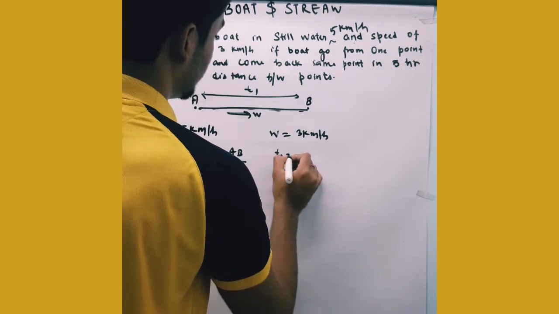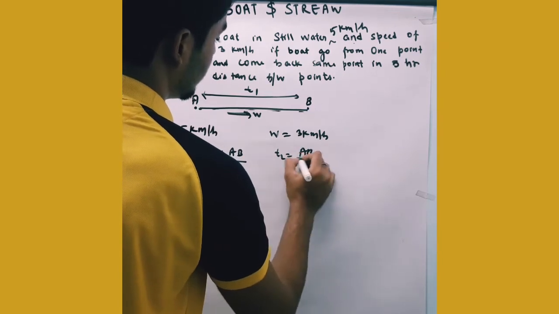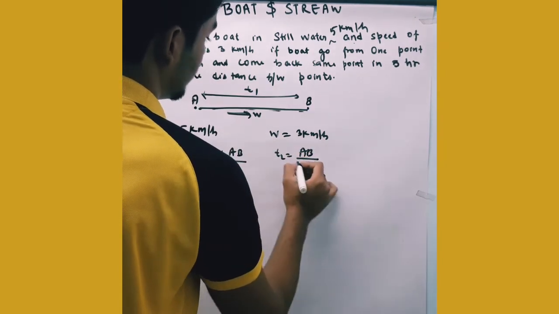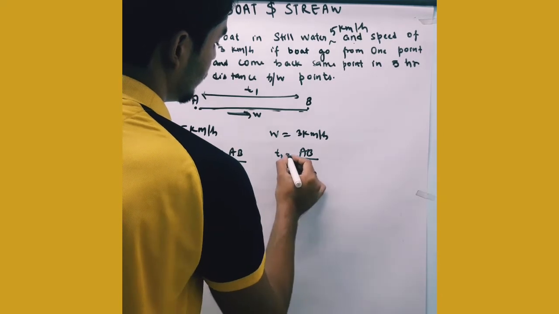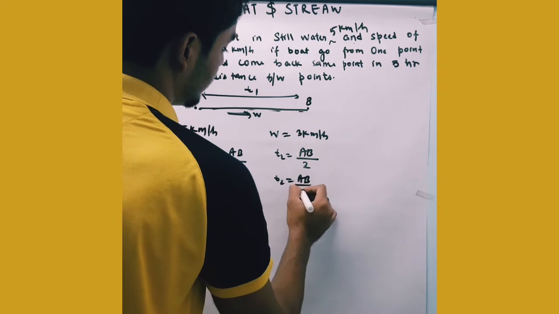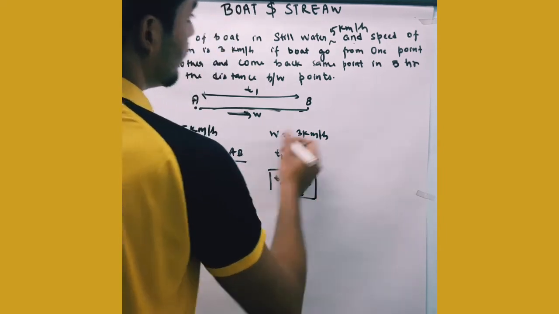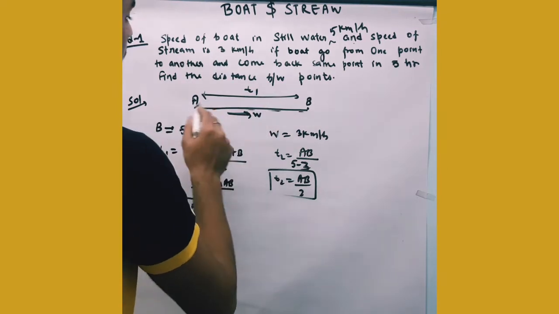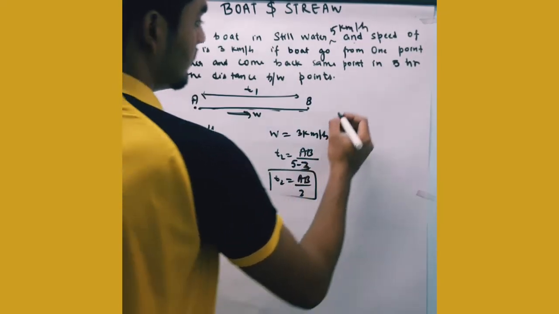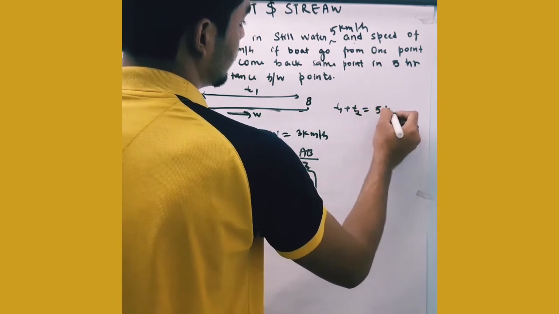Now T2 from B to A. AB distance divided by upstream speed, which is equal to 2. So T2 is equal to AB divided by (5 minus 3), that is AB divided by 2. Now we are given that the total time taken from A to B and B to A is 5 hours. So T1 plus T2 is 5 hours.